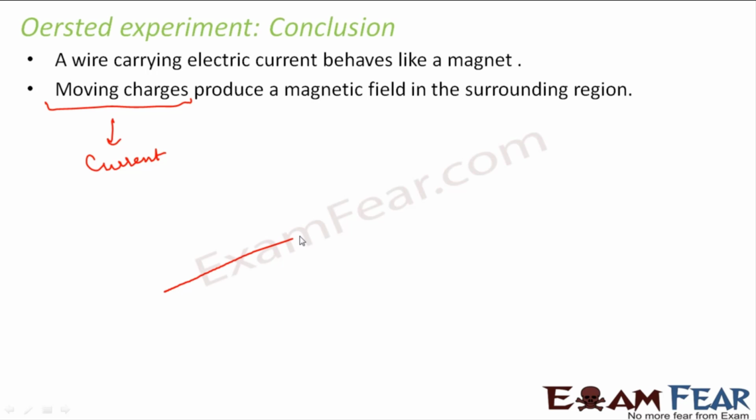Right? So that means if you have a wire which is carrying some current I, the region around this wire will have a magnetic field. So this wire is equivalent to a magnet. Right? So this Oersted experiment was a very significant achievement, because it led to a vast growth of the subject of electricity and magnetism.